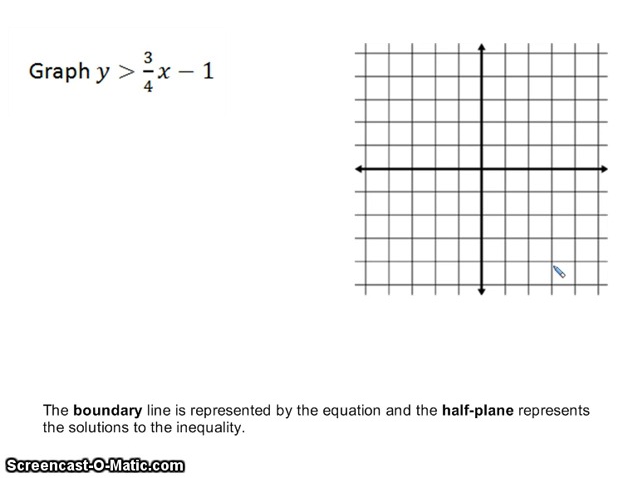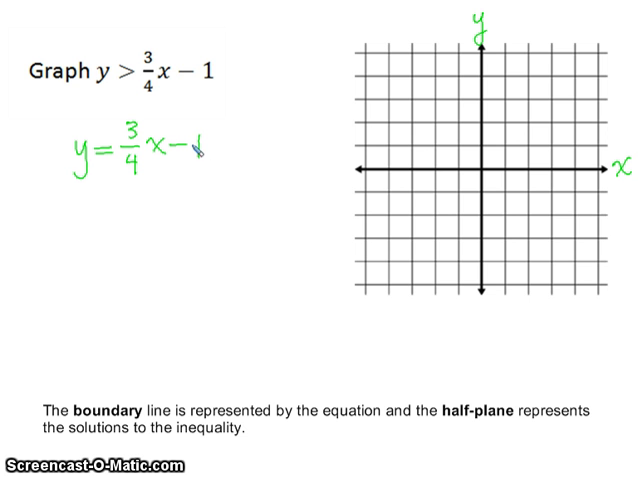So let's try an abstract example. Graph y is greater than 3/4 x minus 1. So what we're going to do here is the first thing we want to do is graph the boundary line. So y is equal to 3/4 x minus 1. And I'm going to label my axes so I know which one I'm looking at. So when I graph my y-intercept, I'm graphing it on the correct axis.